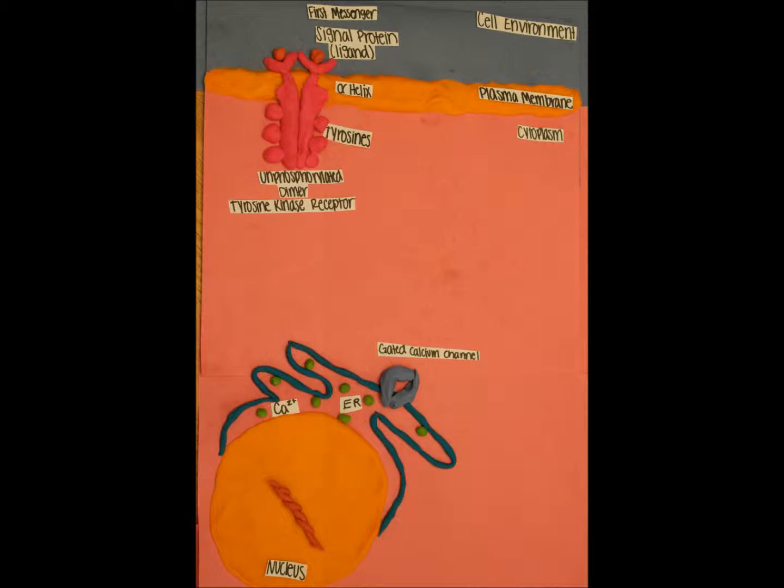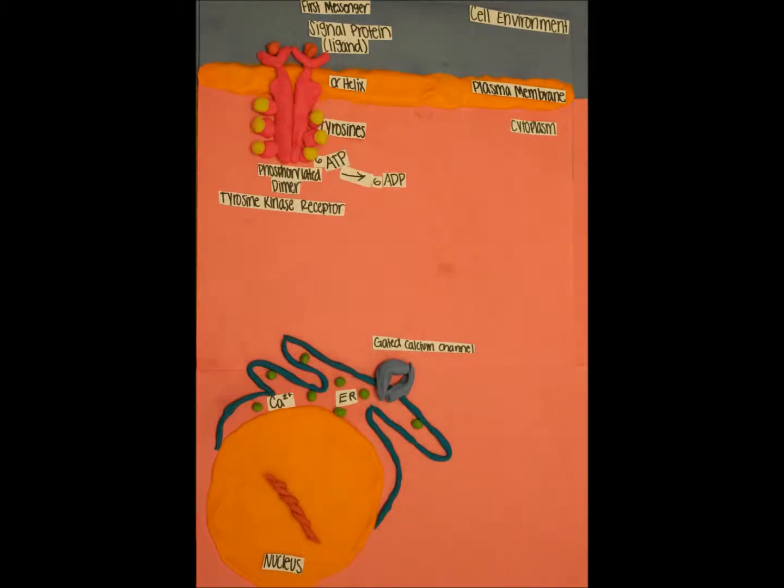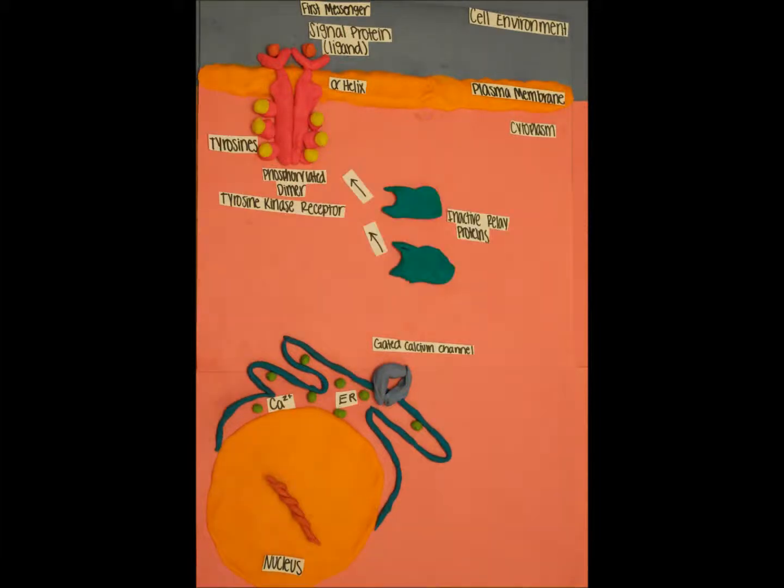The dimerization of the tyrosine kinases activates the tyrosine kinase region of each polypeptide chain, and each tyrosine kinase adds a phosphate from an ATP molecule to a tyrosine on the tail of the other polypeptide. When the protein is fully activated, it can be recognized by specific relay proteins inside the cell.